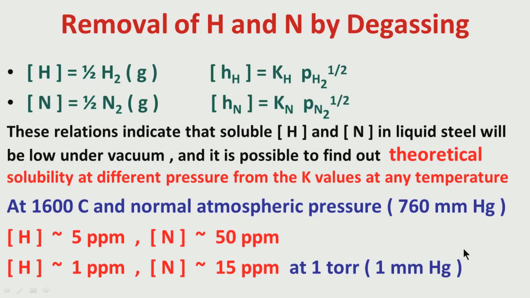Then I have talked about degassing, how hydrogen and nitrogen can be removed using vacuum. This is a reaction at the interface of liquid and gas. Hydrogen and nitrogen as element present in the liquid steel goes to the gaseous hydrogen and nitrogen as molecule and is removed in the gas phase. So, this reaction depends on the partial pressure of hydrogen or nitrogen, which is lowered by using vacuum. So, the better is the vacuum, that means lower is the partial pressure, better is the degassing.